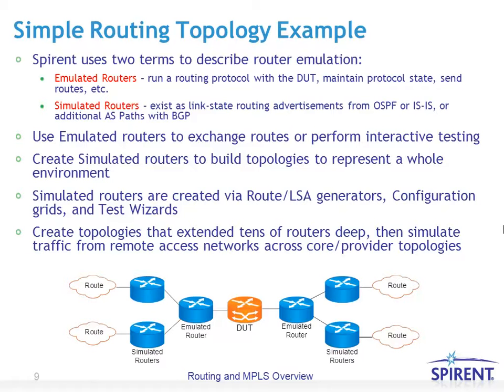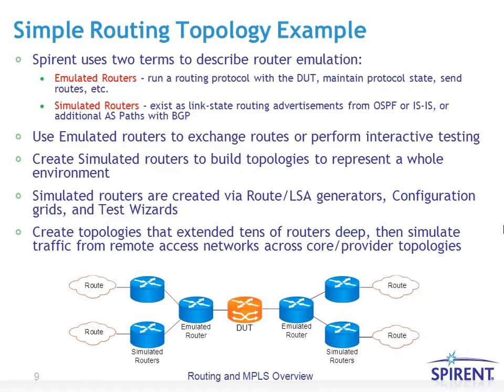So here is a simple routing topology example showing the difference between emulated and simulated routers. In the graphic below you see the DUT, the device under test, in the middle, and directly connected to it are two separate emulated routers. Consider those on two separate Spirent Test Center ports, although a single Spirent Test Center port can emulate thousands of routers as well. So the emulated router is real.